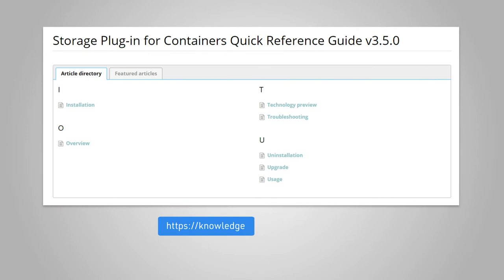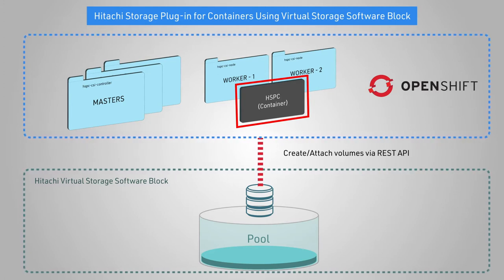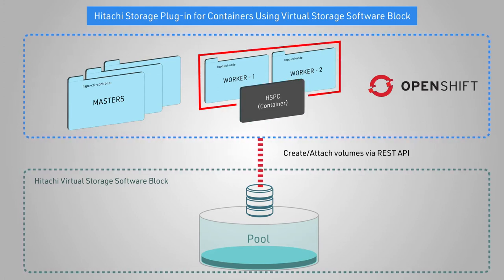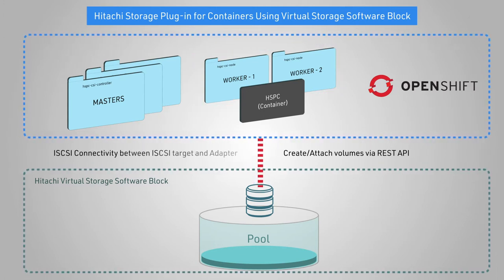Virtual storage software block cluster should be previously set up according to the setup guide provided by the product documentation before you begin. Make sure you have also installed the OpenShift container platform and the iSCSI connectivity between the worker node and the iSCSI target has been successfully established.